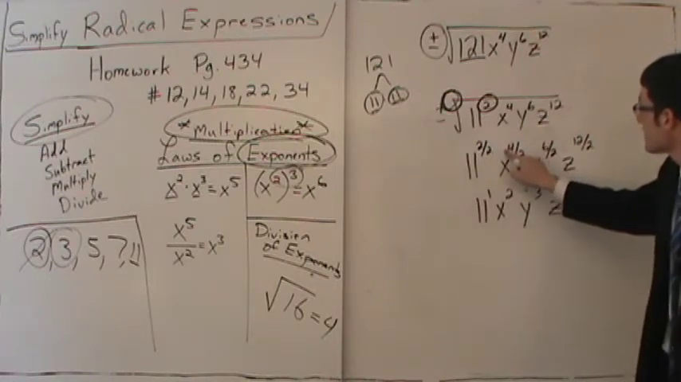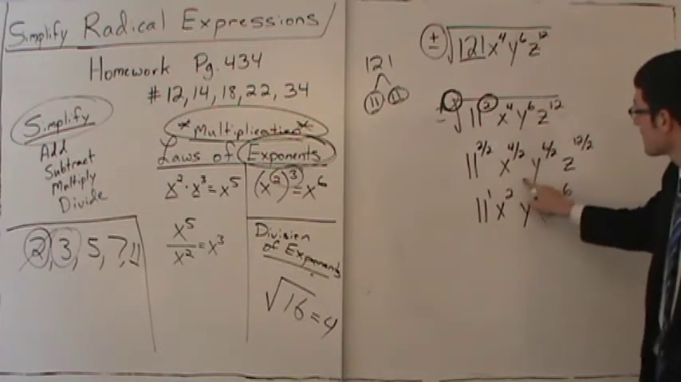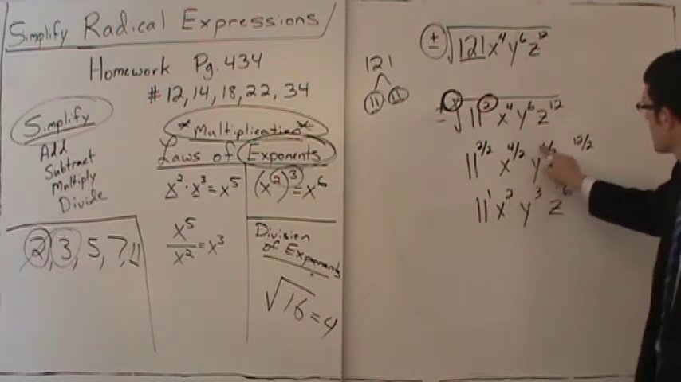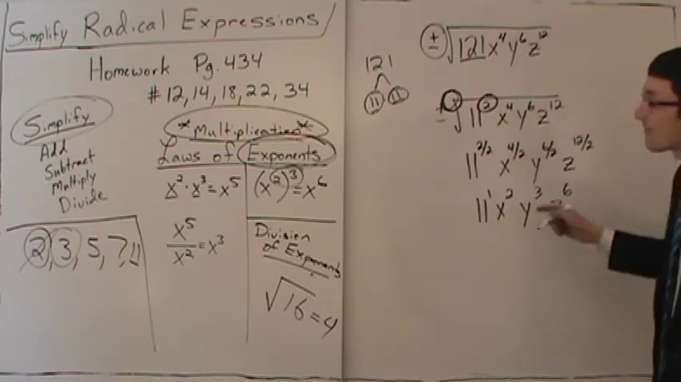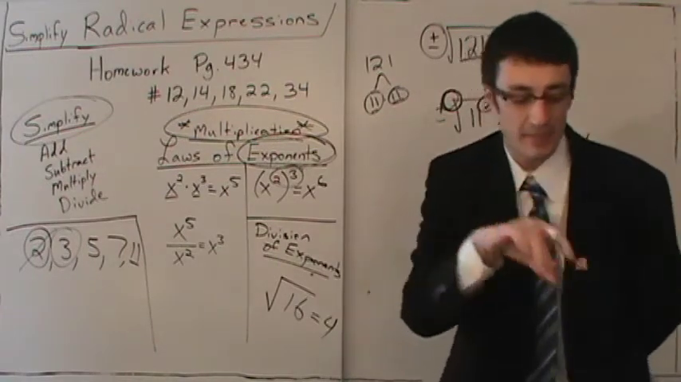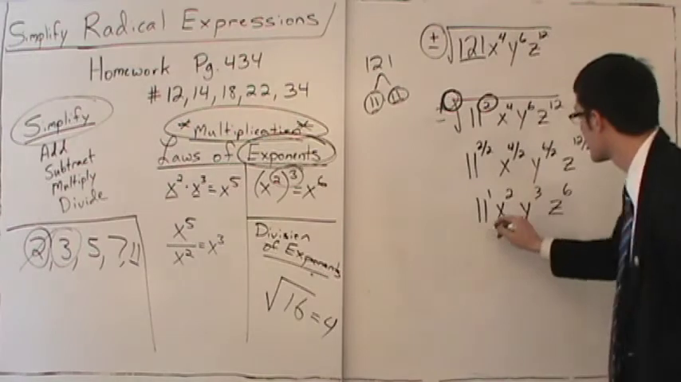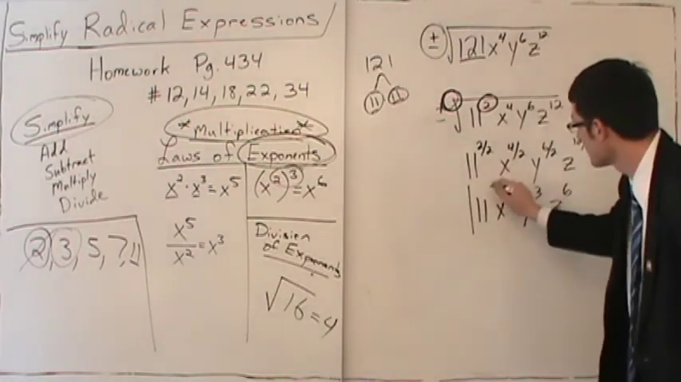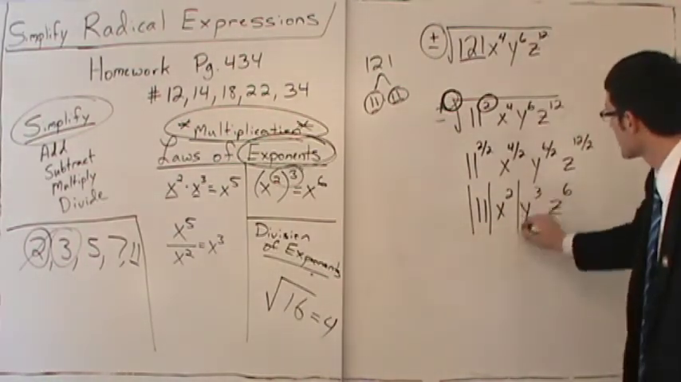Now here we have even divided by even. Even divided by even gives even. Okay. Here we have even divided by even gives odd. Every time you have even divided by even gives odd, you get absolute value. So we have an absolute value around the 11, and we have absolute value around the y cubed.